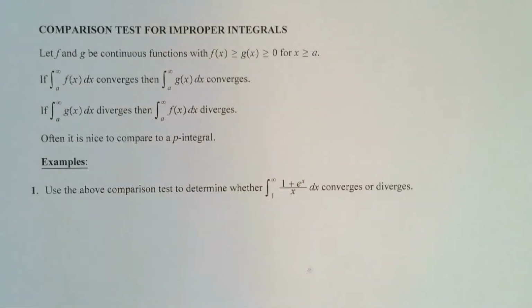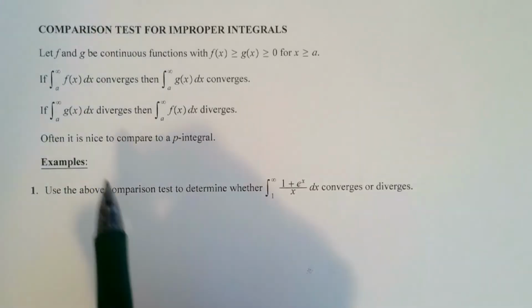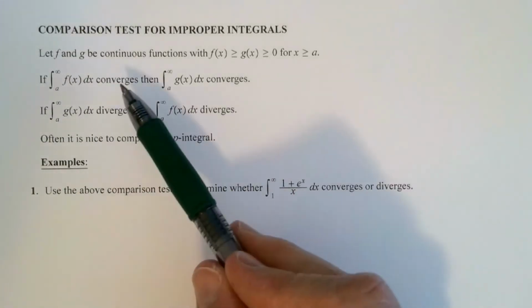Okay, one last thing about improper integrals, and that is to talk about something called the comparison test. And we'll be doing some comparison tests later on in something called infinite series in chapter 10. So it's good to get a little exposure to that sort of thing now. So here we have two functions, f and g, continuous.